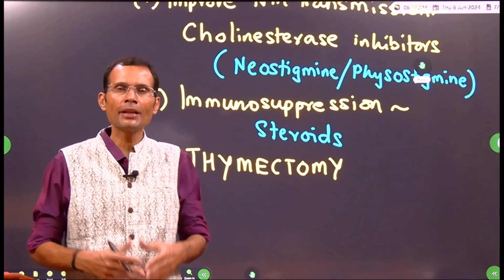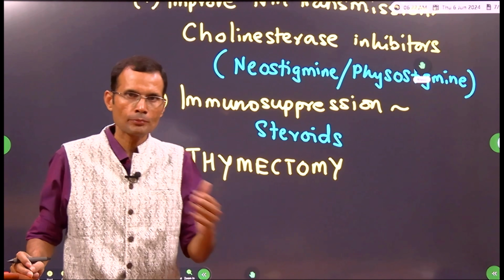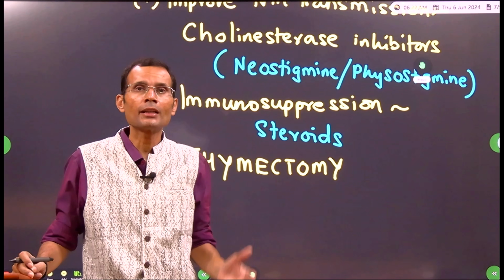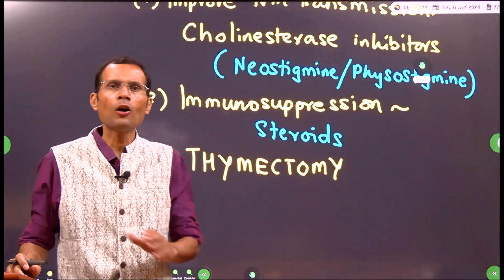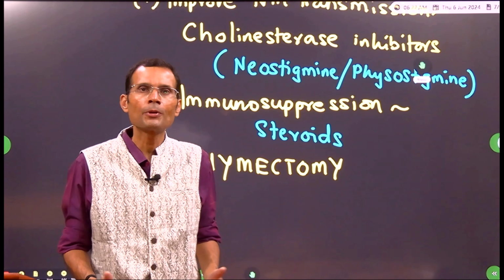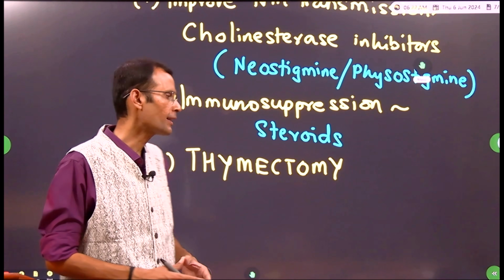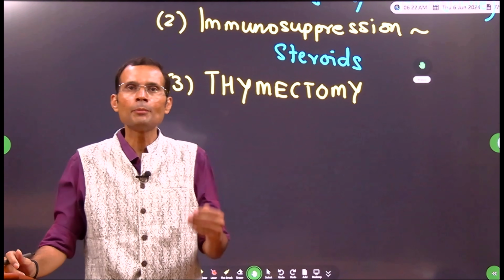In fact, in many of these patients, there is a presence of thymoma, and that also is partly responsible for the occurrence of myasthenia gravis. However, thymoma or no thymoma, removal of the thymus does help in a number of patients of myasthenia gravis. So that was in a nutshell myasthenia gravis.